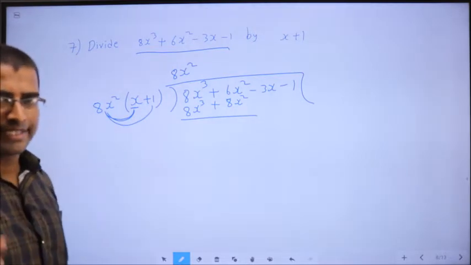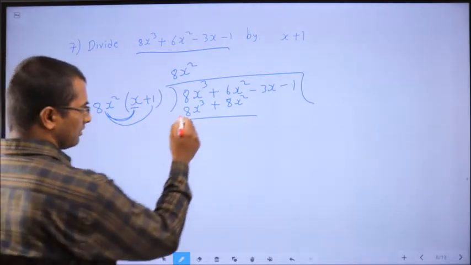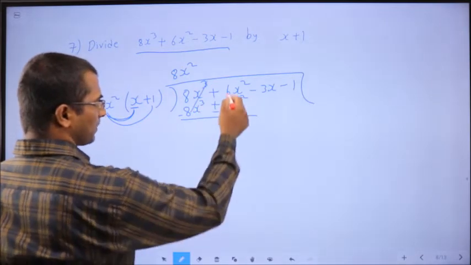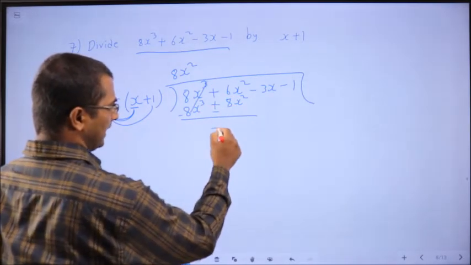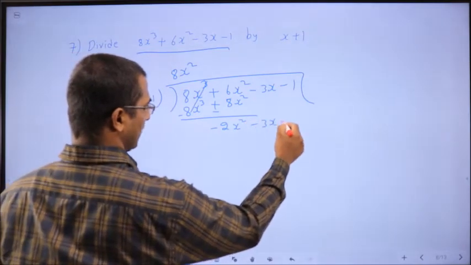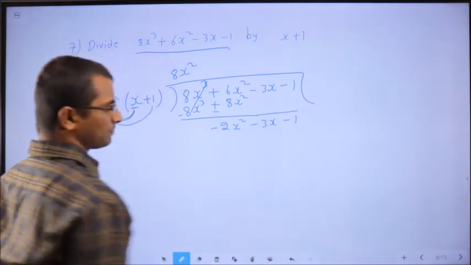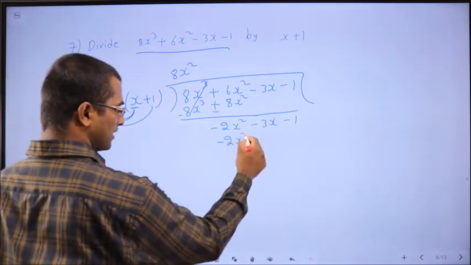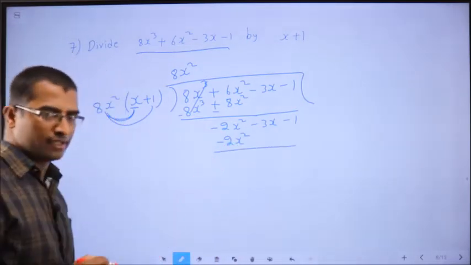Okay. Now change the sign. So make it minus, minus. This cancels out. Plus 6 minus 8 minus 2x square. Bring this down. Minus 3x minus 1.